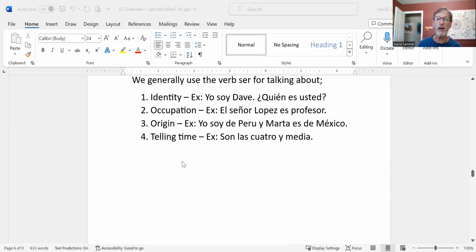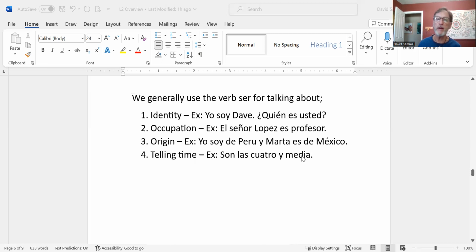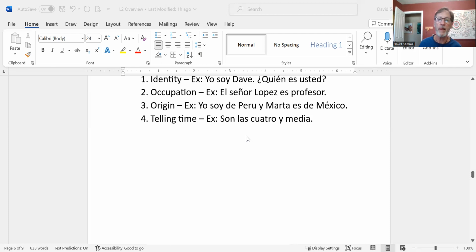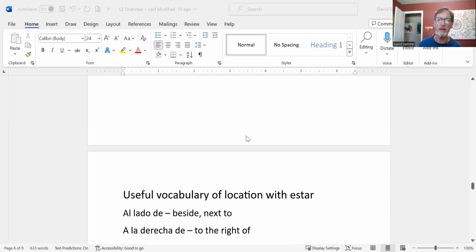We also use it for telling time. Son las 4:30, for example. It's 4:30 right now, is what you're saying. We cannot use the verb estar to express these things. For these things, we must use the verb ser. So that's the difference between estar and ser. We already studied the verb ser in lesson 1. Just a little bit of extra review for you. Okay? Let's move on down to the last thing, I think.